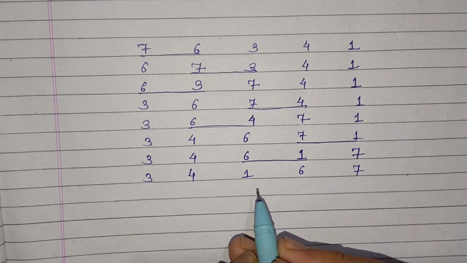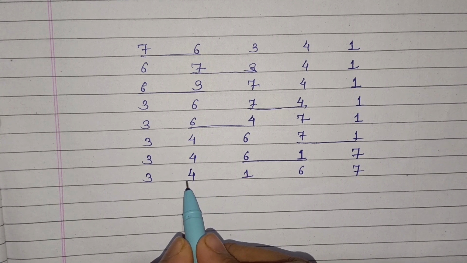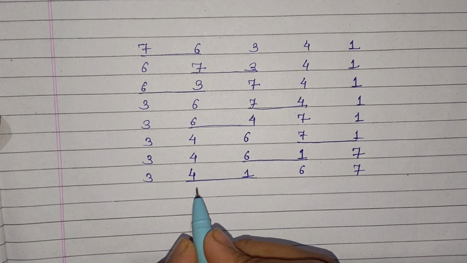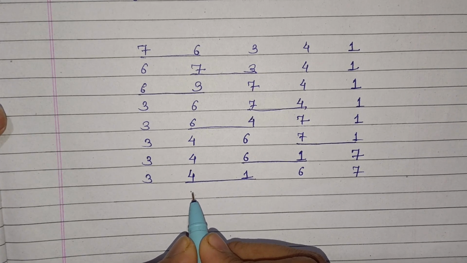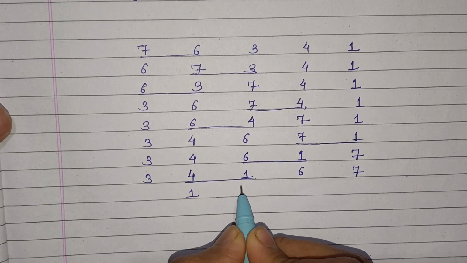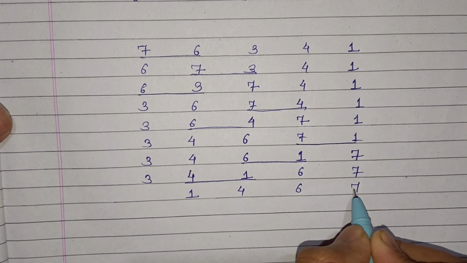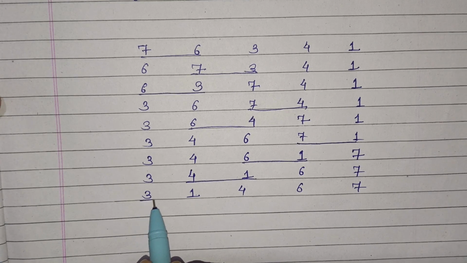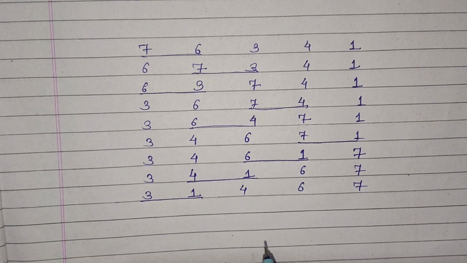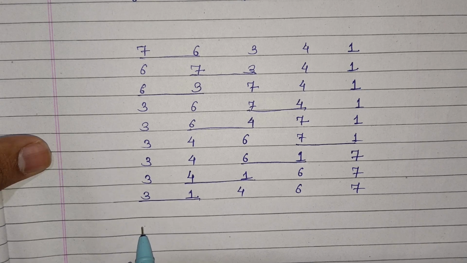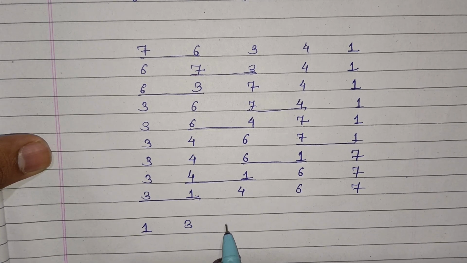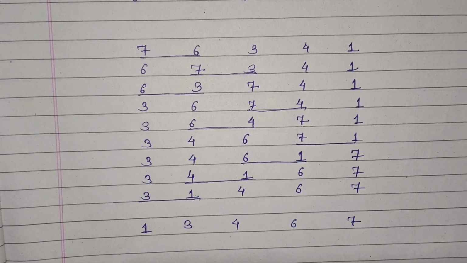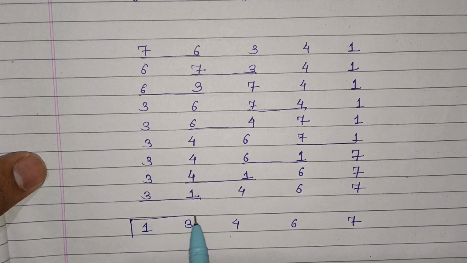The comparison will be between 4 and 1. So 4 is greater than 1, so 1 will come first, then 4, then the rest of the elements will be as it is. Comparison between 3 and 1. 3 is greater than 1, then 1 will come first, then 3 and the rest of the elements will be as it is. Now we have got our sorted form.